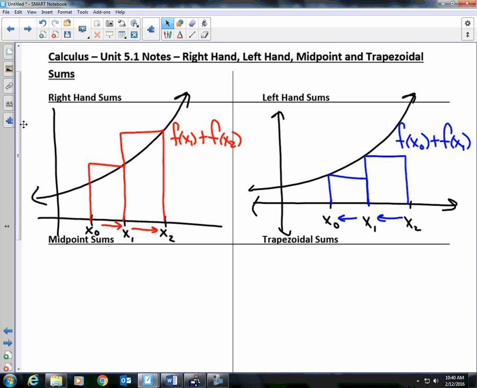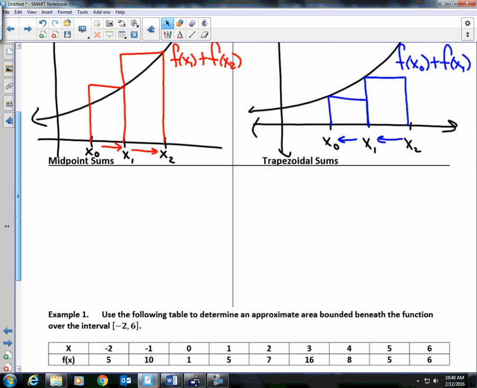Pause and look at the notation. Do you understand the difference between those two? If you have any confusion about why we're using x sub 1, x sub 2, and then x sub 0 and x sub 1, you have to ask now, or you'll be lost the rest of the day. Okay, midpoint.